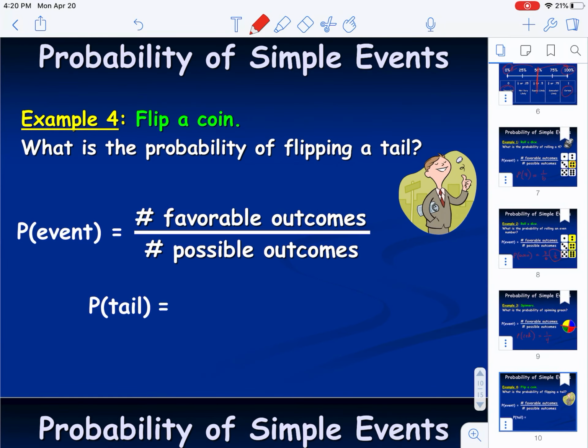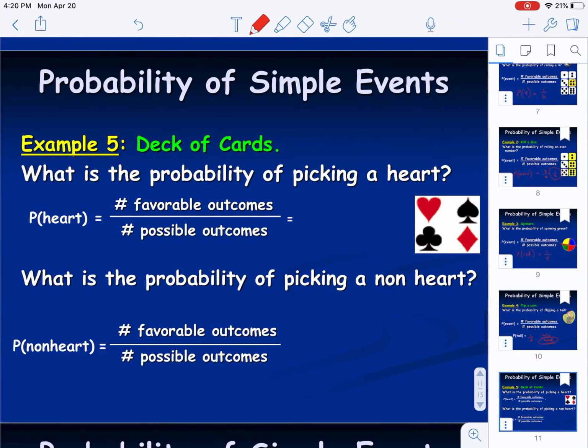All right, flip a coin. There's 2 sides of a coin. So tails is one side, but there are 2 total. So it's tails over total. The bottom is always total. All right, now cards.